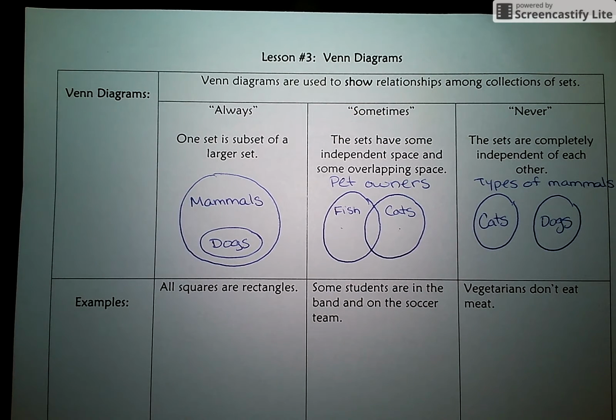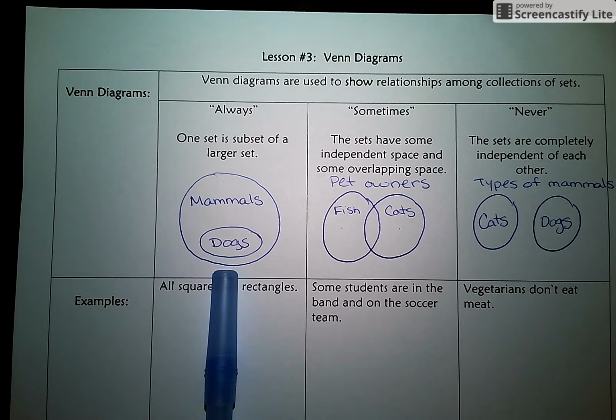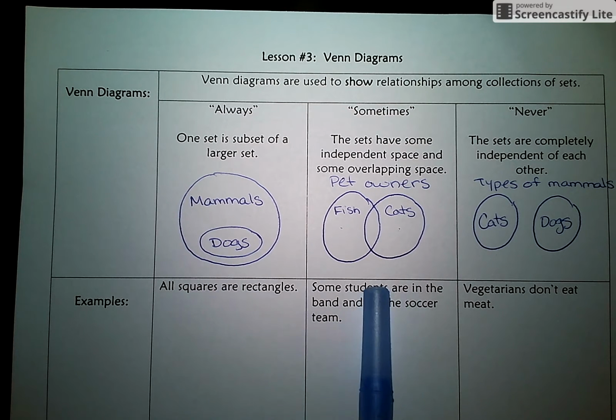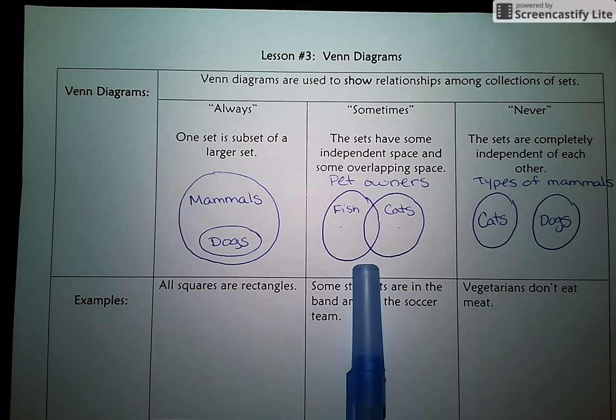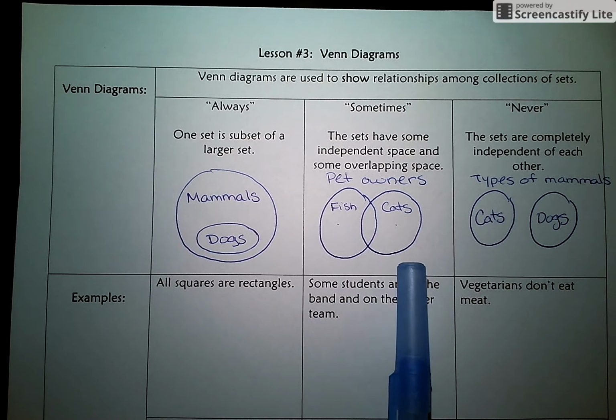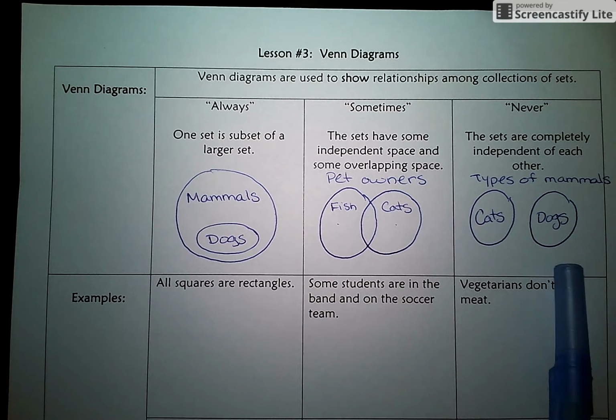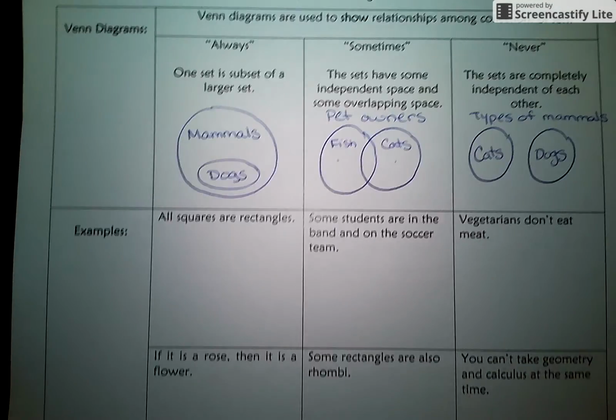So there's our 3 styles of Venn diagrams. The always Venn diagram is one small set completely inside of a larger set. The sometimes Venn diagram has an overlapping zone as well as independent zones. And the never Venn diagram is 2 completely independent zones. Let's take a look at a couple more examples.